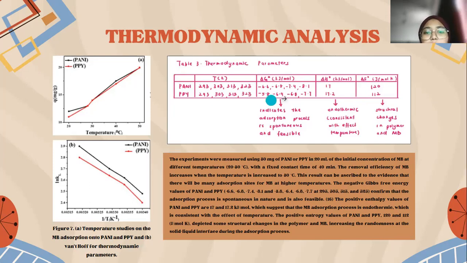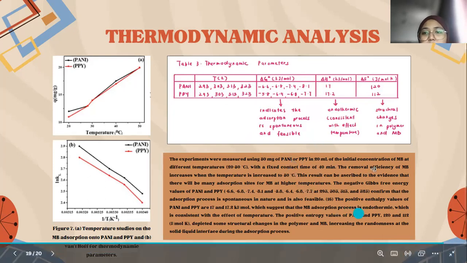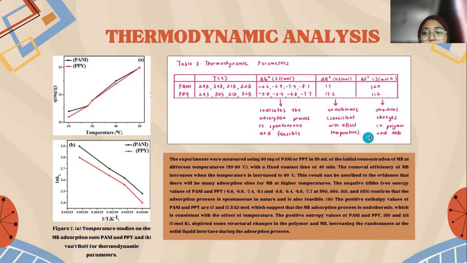The negative Gibbs free energy here indicates the adsorption process is spontaneous and feasible. The positive enthalpy value here shows that it is an endothermic process, which is consistent with the effect of temperature, and the positive entropy here depicts some structural changes in the polymer and methylene blue, an increase in the randomness of the solid-liquid phase during the adsorption process.